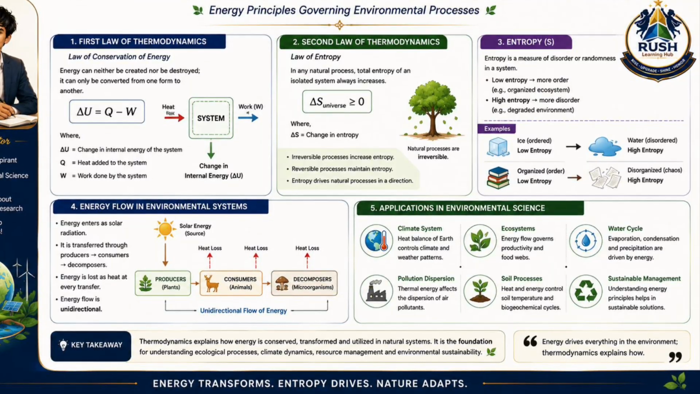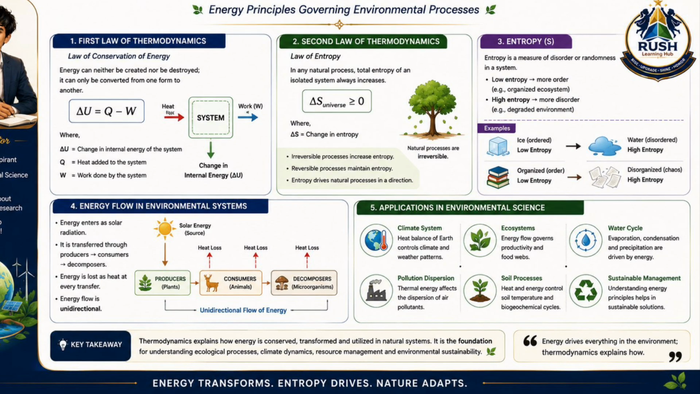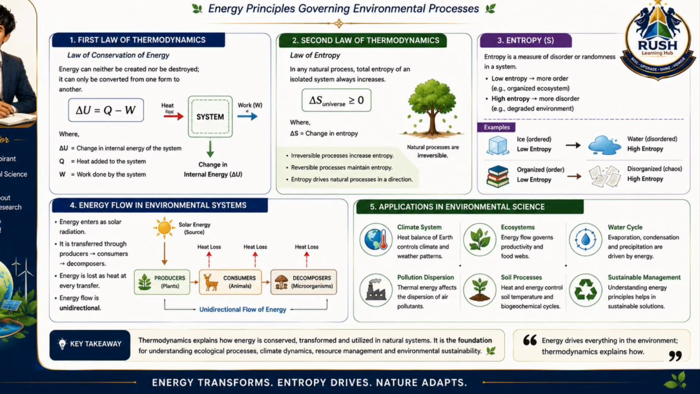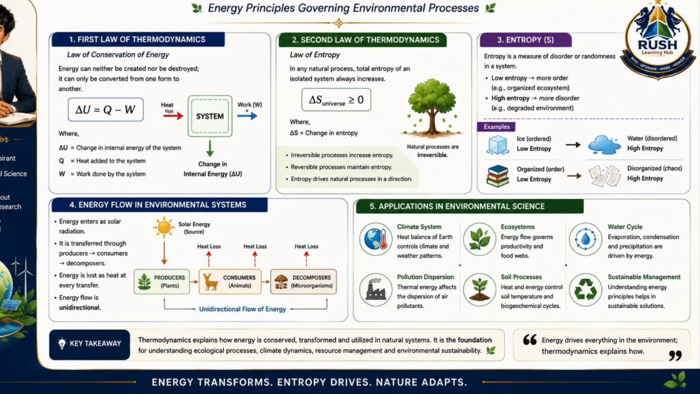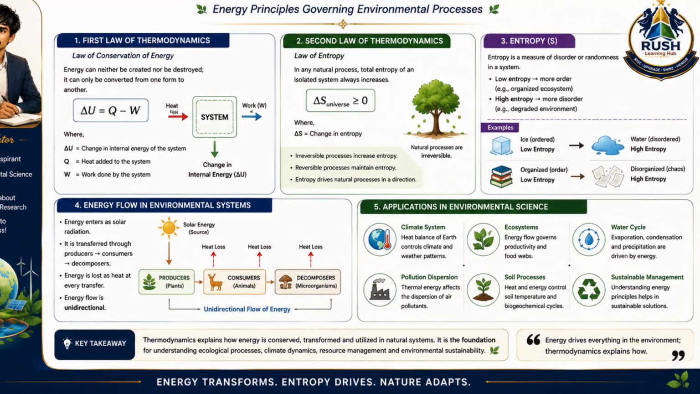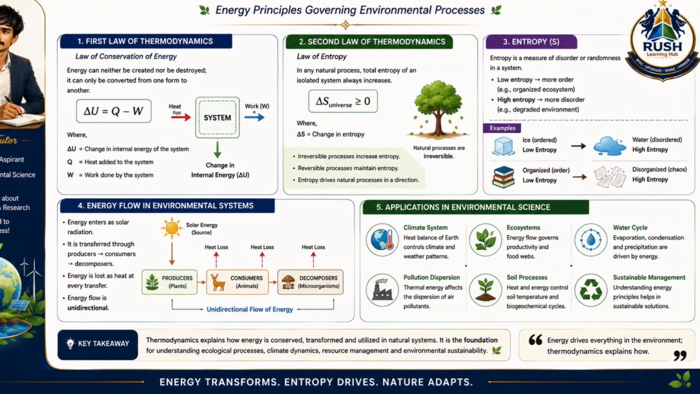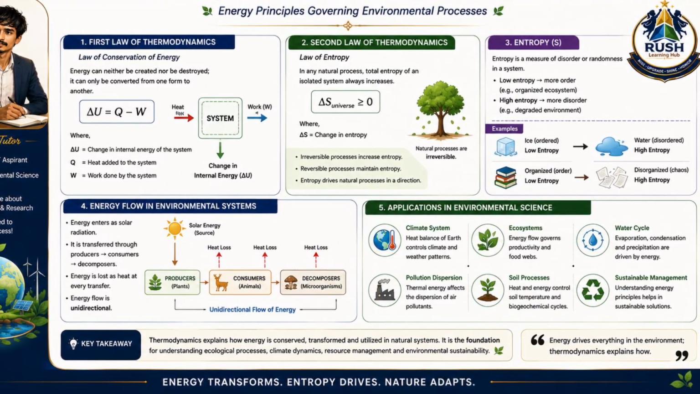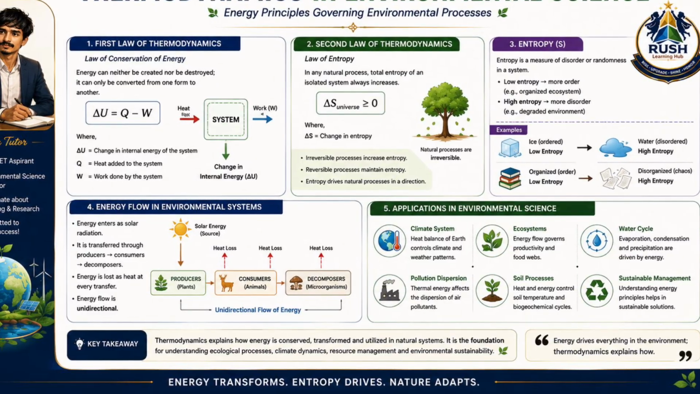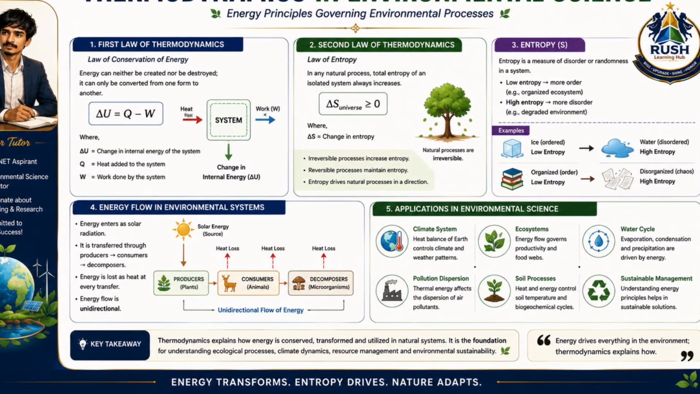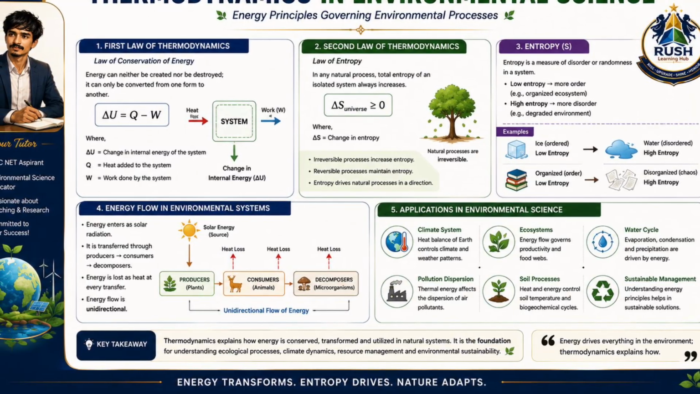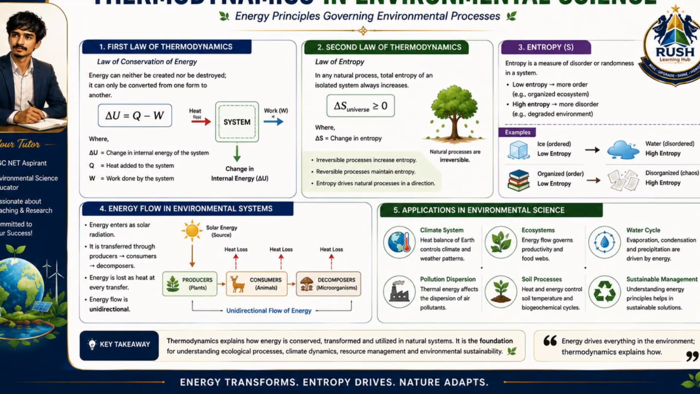This leads us to the concept of entropy. A highly organized system has low entropy, while a highly disordered system has high entropy. Natural processes generally move toward greater entropy. This explains why energy flow in ecosystems is unidirectional and why continuous solar input is required to maintain life on Earth.